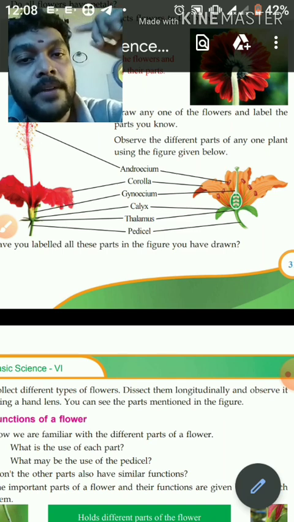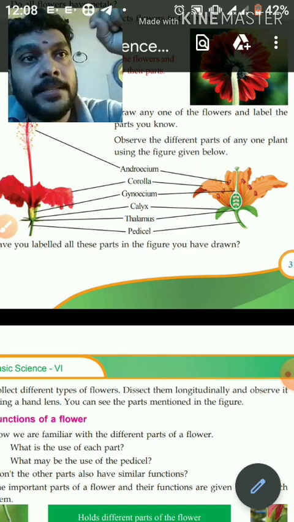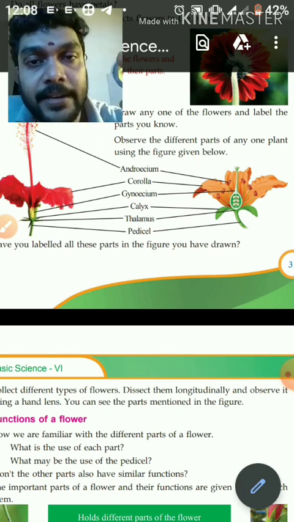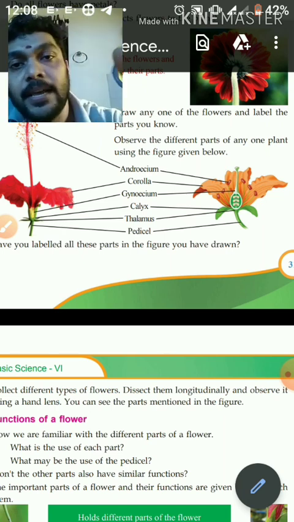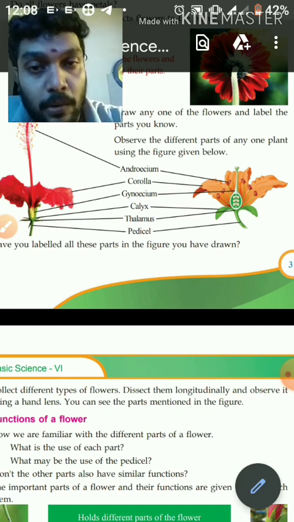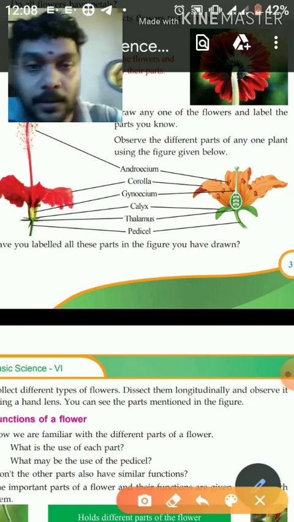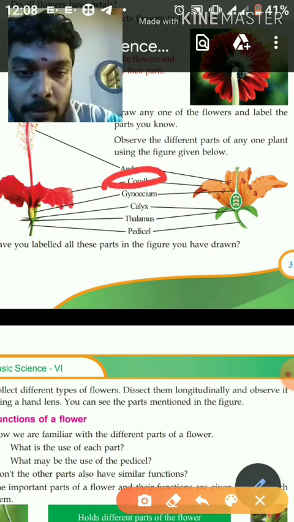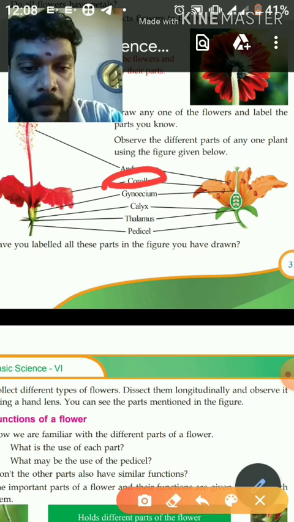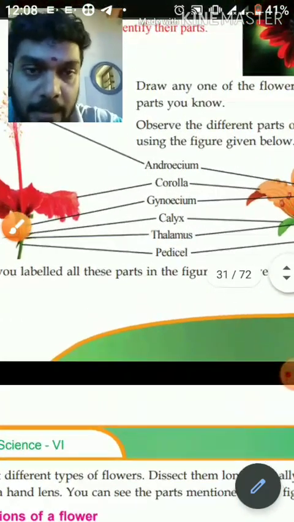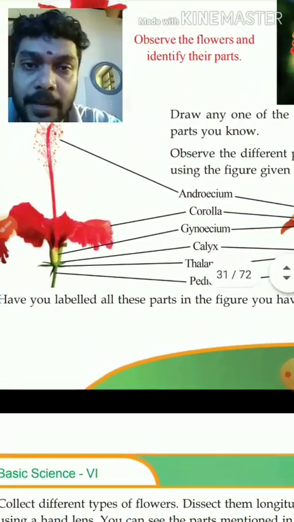Okay, then what is the next one? The part that provides color, fragrance, smell and color is called corolla. Can you see the corolla in this part? Okay, that is corolla. And what are the next two parts? Male reproductive organ and female reproductive organ.